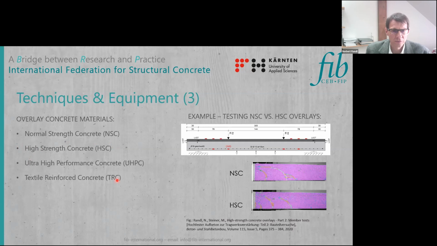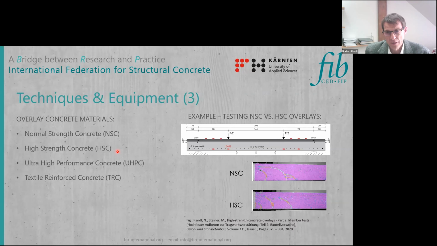Concerning high strength concrete and ultra high performance concrete, an advantage compared to normal strength concrete is the high bond strength that we can achieve. Usually, with sufficient workability, you observe in a comparison between normal strength concrete and high strength or ultra high performance concrete, a bond increase of about 20 to 40%. So this is quite substantial.